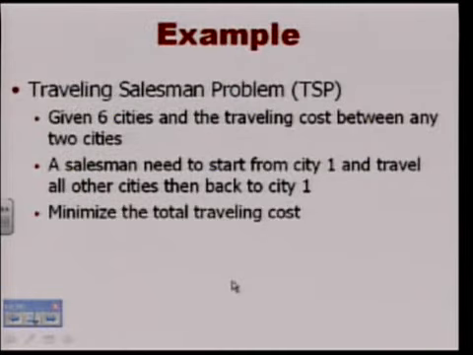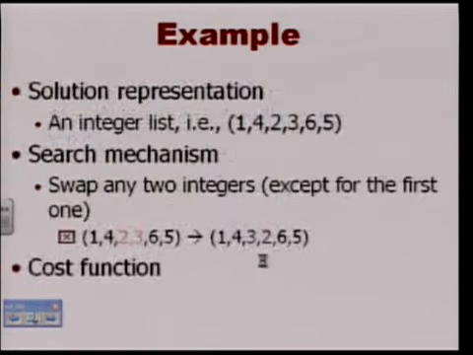And still, this simulated annealing has been accepted as an important global search method and extensively tested. And this is an example on the traveling salesman problem. Let's say we have six cities and the traveling costs between any two cities are given. A salesman needs to start from city one, travel all other cities and go back to city one, and we want to minimize the total traveling cost. This is a small scale problem. If you consider six cities, in fact, it's not really a big deal.